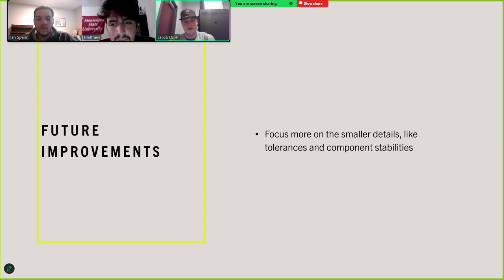For future reference, we would like to be a little bit more involved in the printing process. That way we can make sure our tolerances are correct and that we have a much more stable product upon completion.